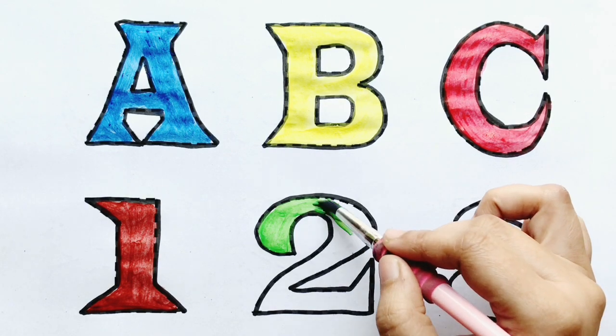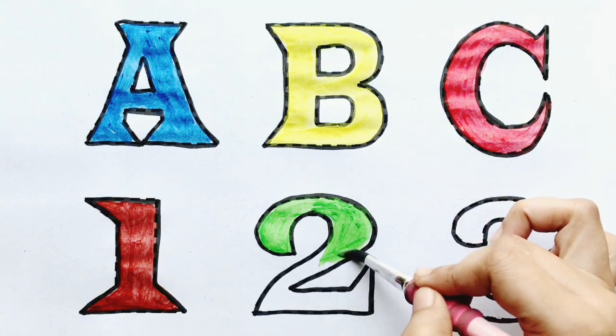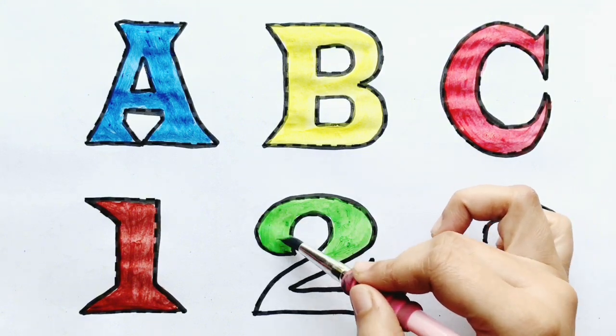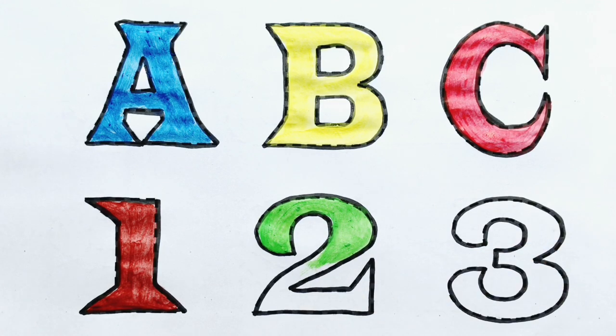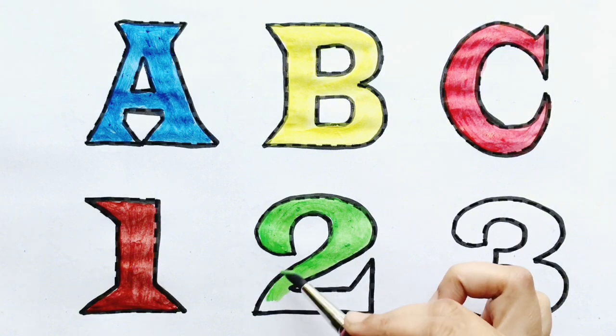1, 2, 3, let's go. A, B, C, count the rhythm. And 1, 2, 3, we're singing all together. A, B, C, count the rhythm. And 1, 2, 3, we're singing all together.